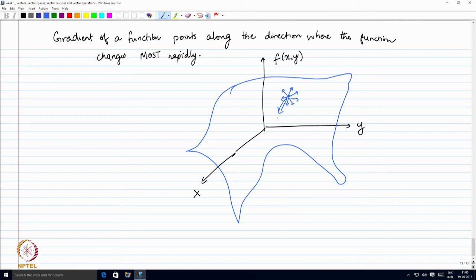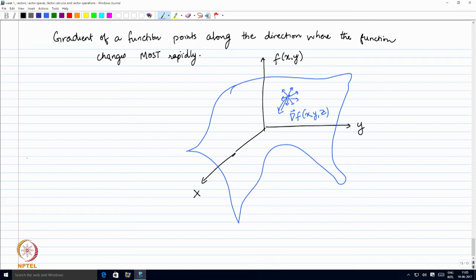So, if you go in one direction, then the rate of change of the function is the fastest. So, the gradient will point along that direction. Okay. So, grad f at the point x y z will point along the direction of the maximum gradient. So, this is another physical interpretation of the gradient.